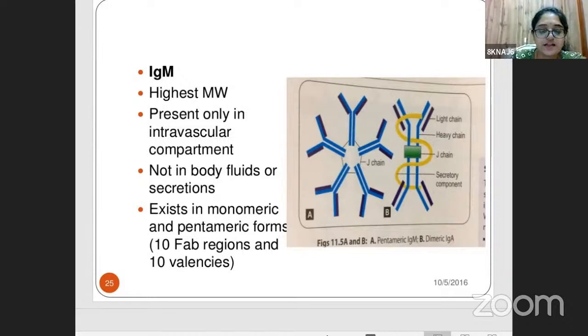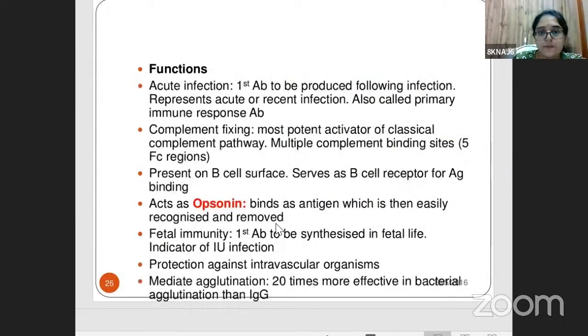It is largely present in the peripheral circulation and it is the principal antibody in the primary response. So the primary immunological response is because of immunoglobulin M. It is present only in the intravascular compartments, not in the body fluids or the secretions. So 10 Fab regions and 10 valencies are seen over here. In acute infection, it is the first antibody to be produced following the infection. So it represents the recent infection, the first exposure to antigens. So it is the primary immune response antibody.